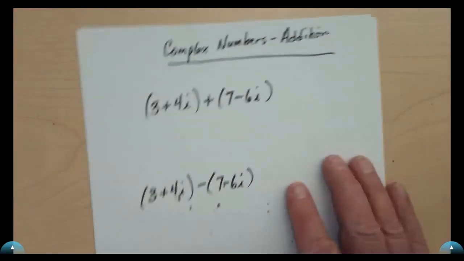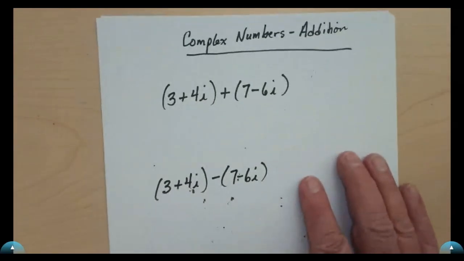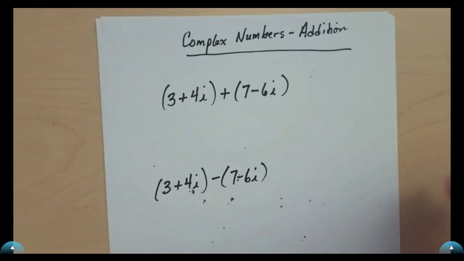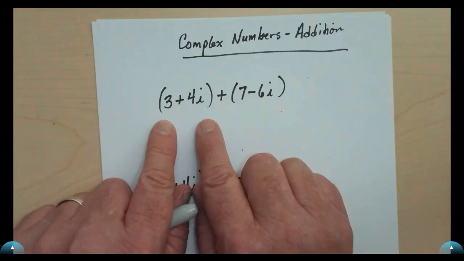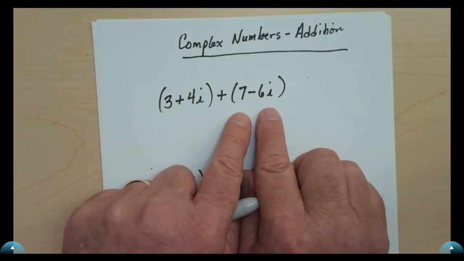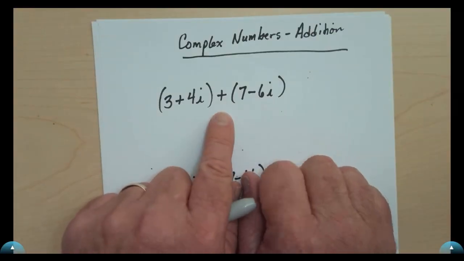Okay, at any rate, it turns out that adding, subtracting, and multiplying complex numbers is super easy. And I'm saying it's super easy because I think it's going to be intuitive for most of you. Whether you know how to do this or not, I think you kind of already know how to do it, whether you realize you do or not. So here's a complex number, 3 plus 4i. Here's another complex number, 7 minus 6i. And I'm trying to add those 2 numbers together.